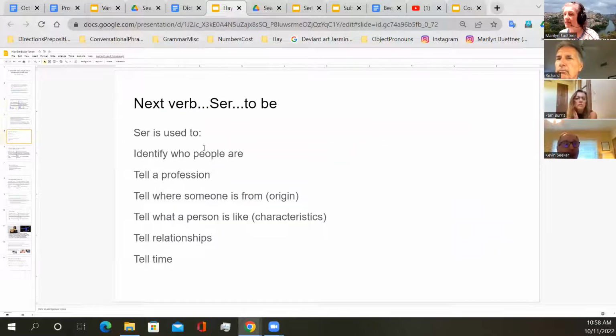Okay, let's look at ser. We're going to take a real brief look at what these two verbs are, ser and estar. And I'm going to give you a video that will talk about ser and estar. These are very, very funky. We only have "to be." "Am" is our.